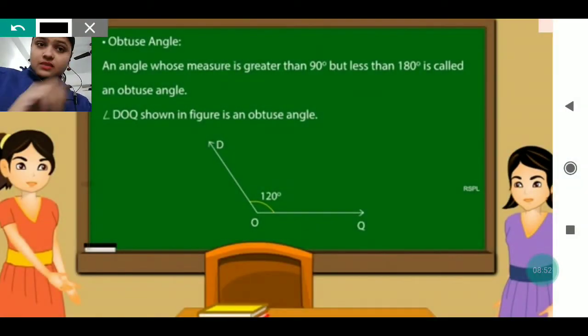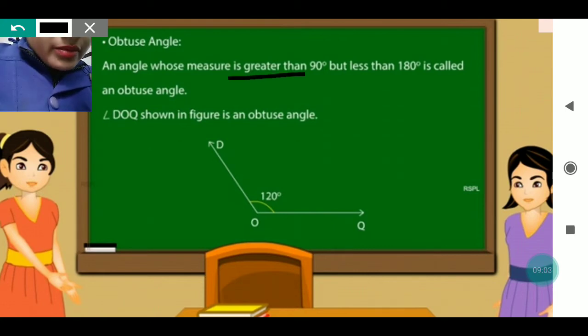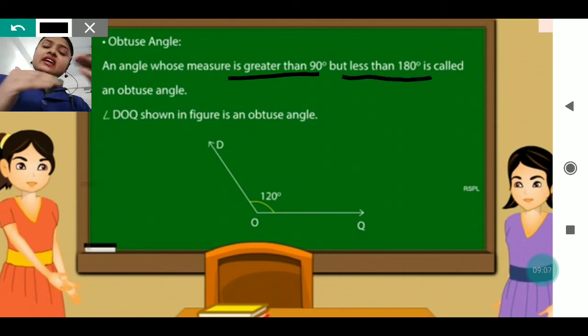Now we are going to discuss the obtuse angle. An angle whose measure is greater than 90. Okay, keep this in your mind, greater than 90 but less than 180. It should be greater than 90 but less than 180. That angle is called an obtuse angle.